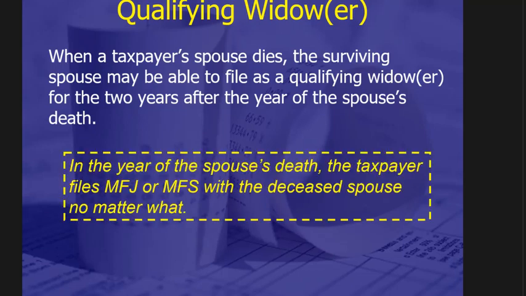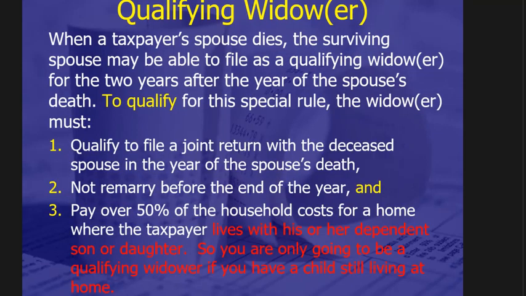Qualifying widower, we talked about that. The year of the spouse's death, we file jointly, no matter what. But then in the 2 years after the year of the spouse's death, you can continue to file a joint return if you do not remarry and you pay 50%, meaning you support someone living in your home as a dependent son or daughter. So they have to be a qualifying child still living at home. Okay, not just a dependent, not just a qualifying relative, but a qualifying child living at your home. Then you can be a qualifying widower. So it's a very narrow definition.